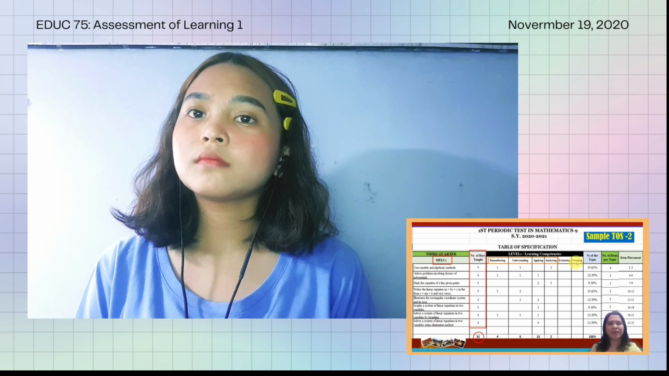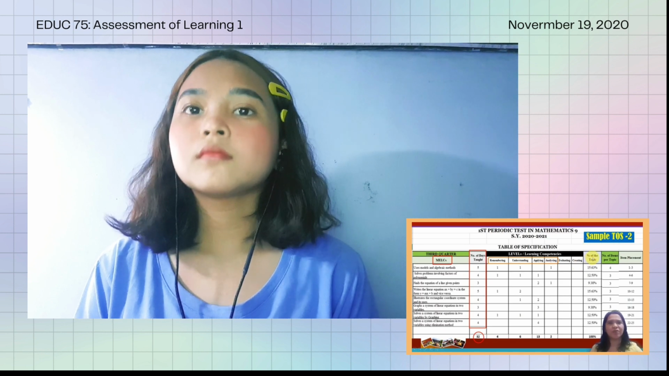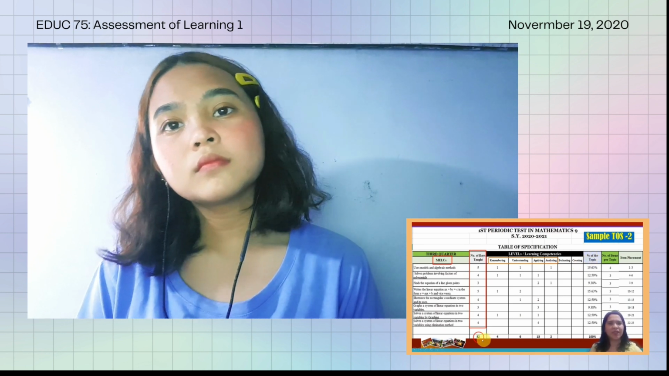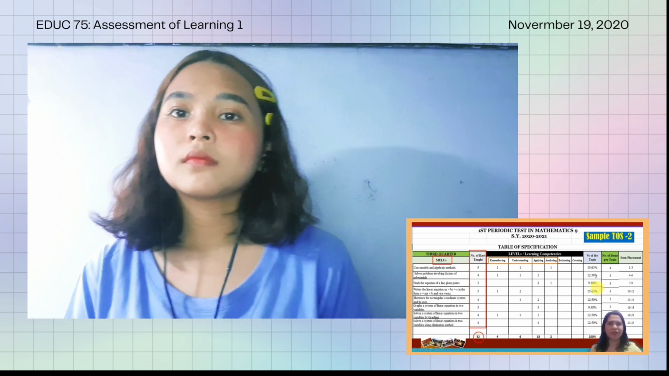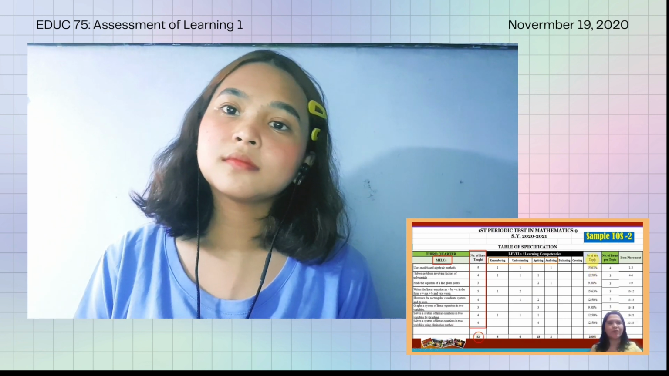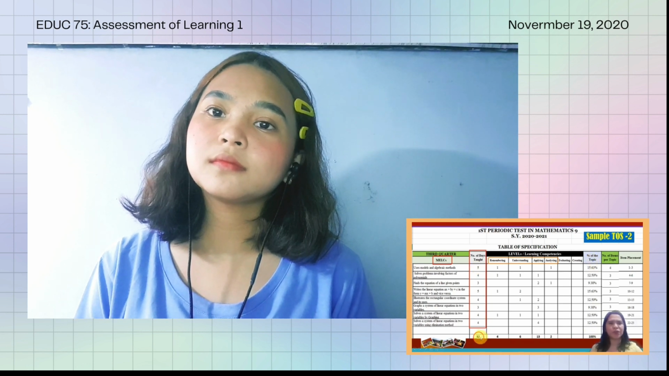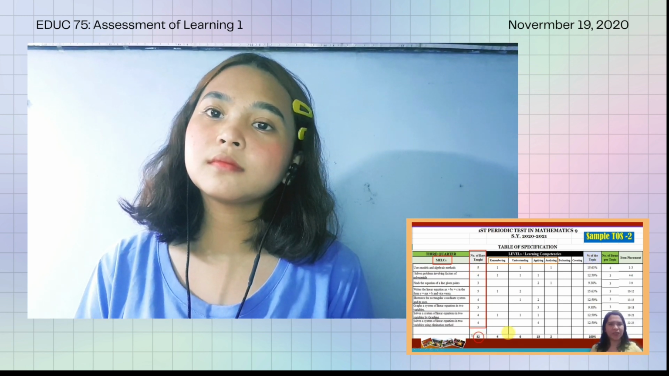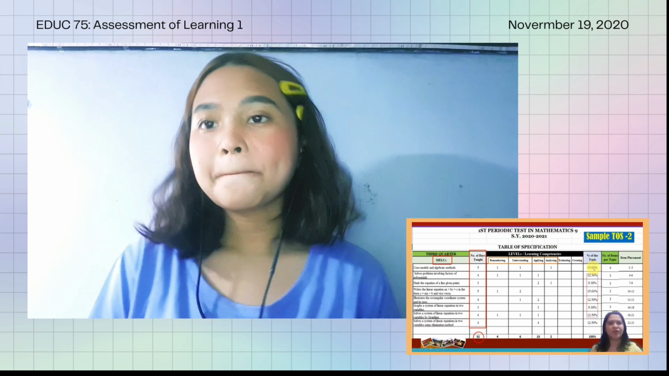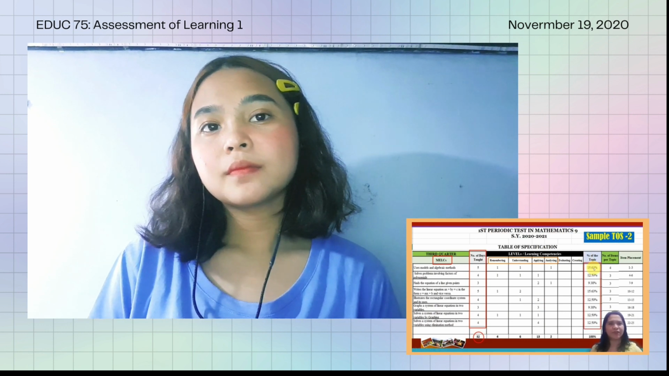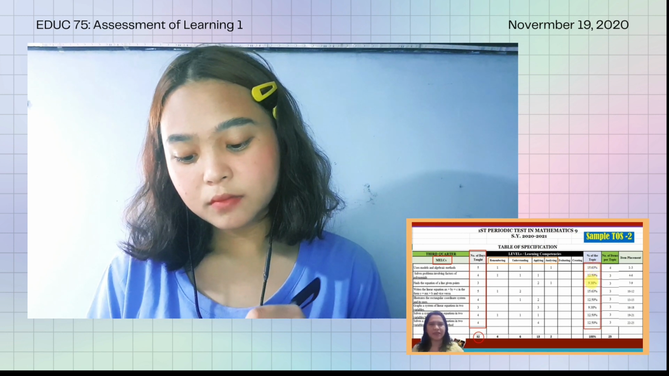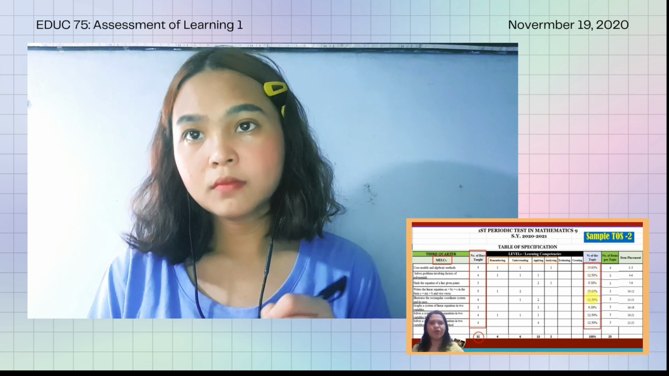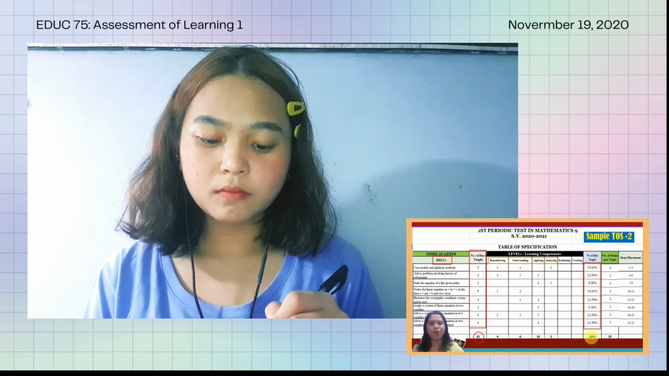So to solve for the percent per topic, we simply divide the number of days taught by the total number of days taught, then multiplied it by 100. For example, in topic 1, we have 5 divided by 32, then multiplied by 100. That is why we have 15.63%. Same mechanics is applied to the rest of the topics. Just ensure that if we total this data, we have 100%.